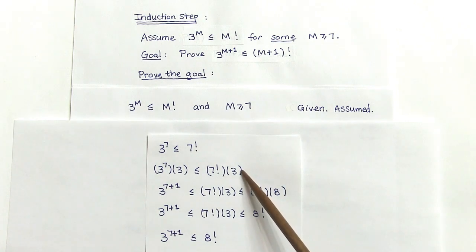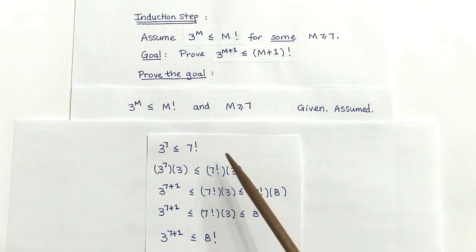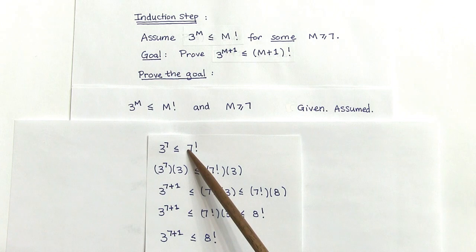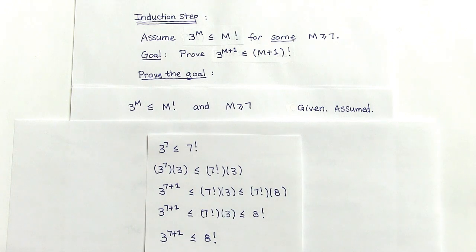At this step, I'm using one of the axioms of inequalities that says if we multiply both sides of an inequality by a positive number, then the direction of the inequality is preserved. Do be careful. If we multiply both sides of the inequality by a negative number, then the inequality gets reversed. Let me show you an example with numbers.